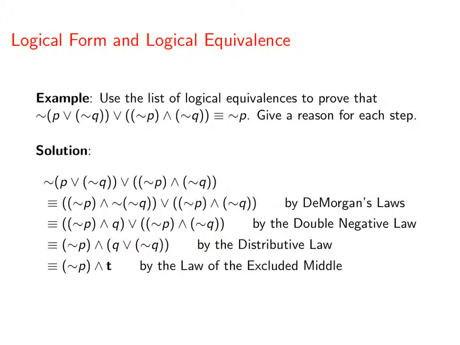Then notice that we have Q or not Q. That turns into a tautology. That's the law of the excluded middle. Finally, whenever we have an and with a tautology, we can just drop that piece, and so that gives us not P by the identity law. And that's the final step.